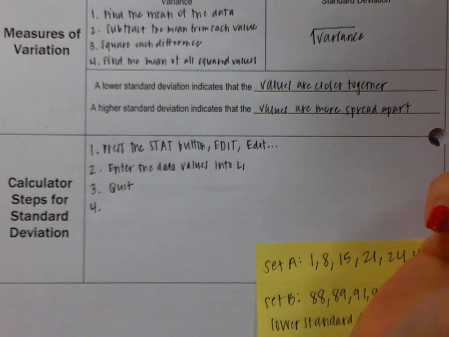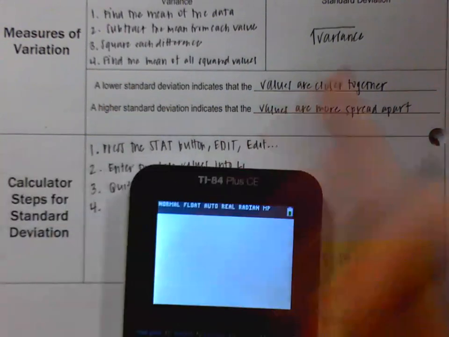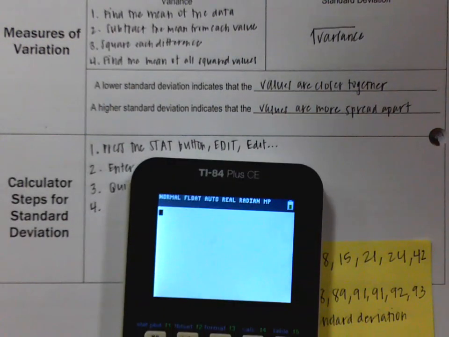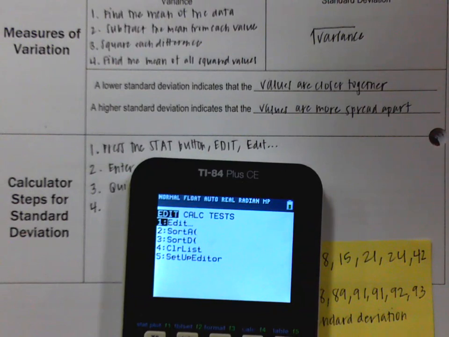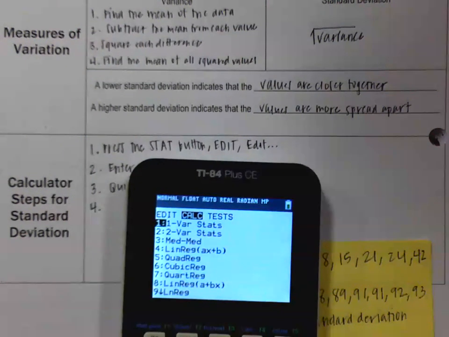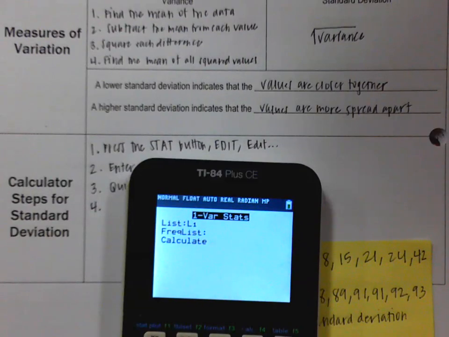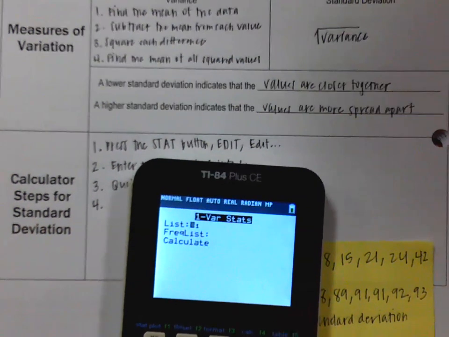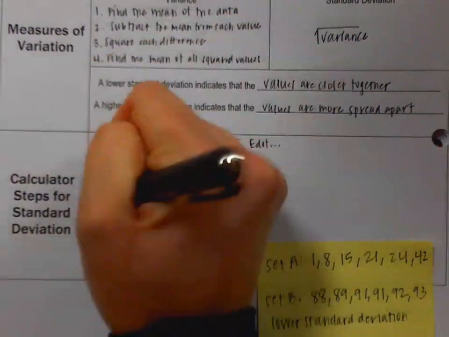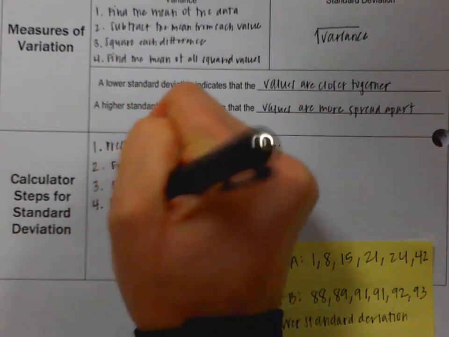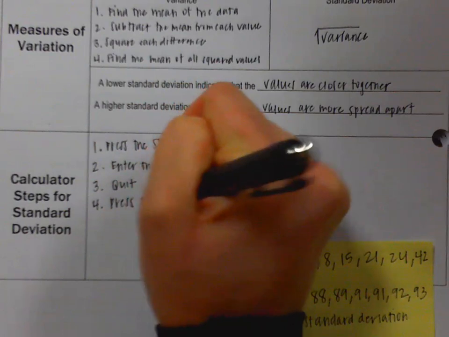And once we're quit and back at our normal screen, we're going to go back into stat. Now we're going to scroll over to calc, and the first one is one var stats. We're going to use that one, so I'm going to press enter. Now you may have a list already come up. Great, then you're done. If not, and you have my screen, we have one more step to do. So I'm just going to write my fourth step: press the stat button.